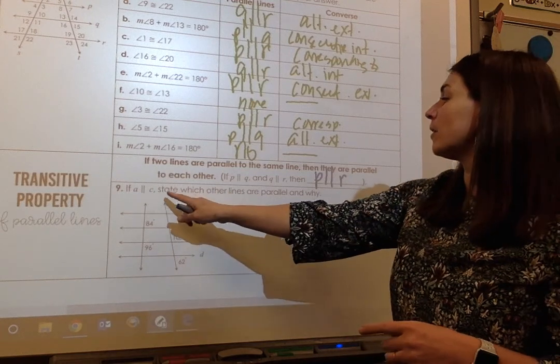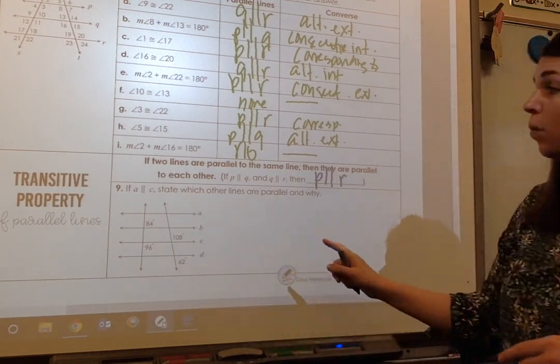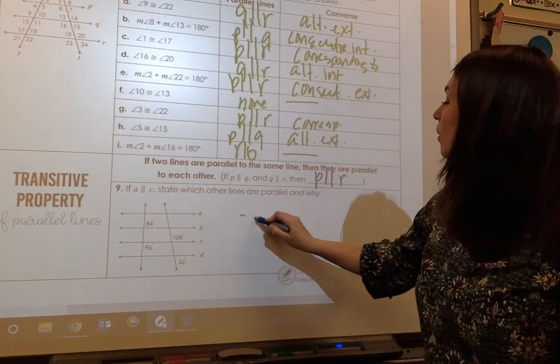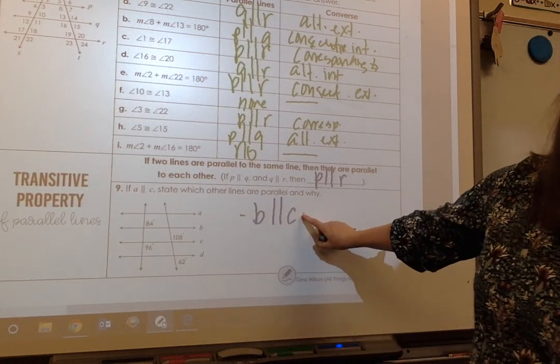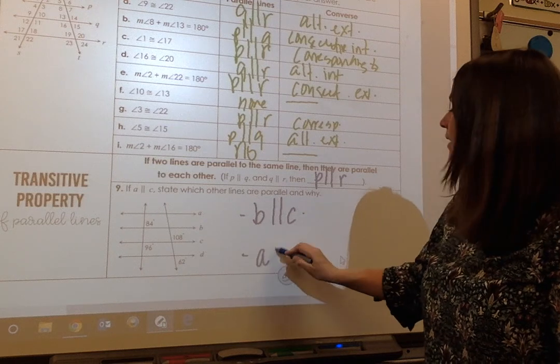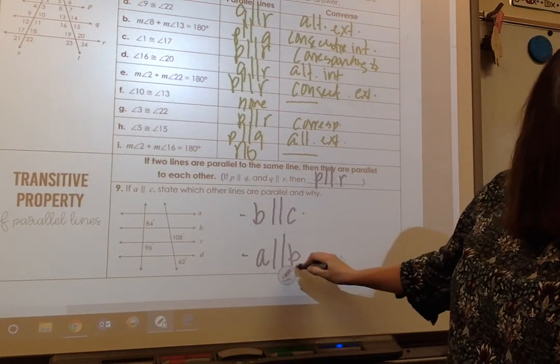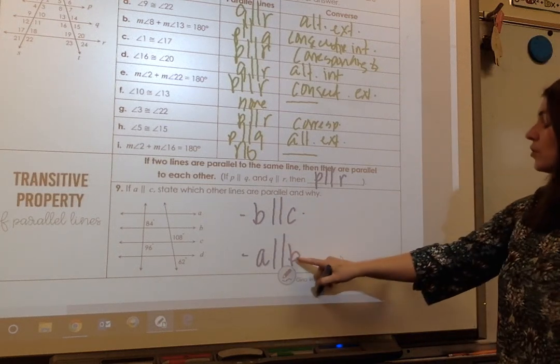So if A is parallel to C, state which other lines are parallel and why. B is going to be parallel to C, because consecutive exterior angles are supplementary. And A is going to be parallel to B, and that's the transitive property of parallel lines.